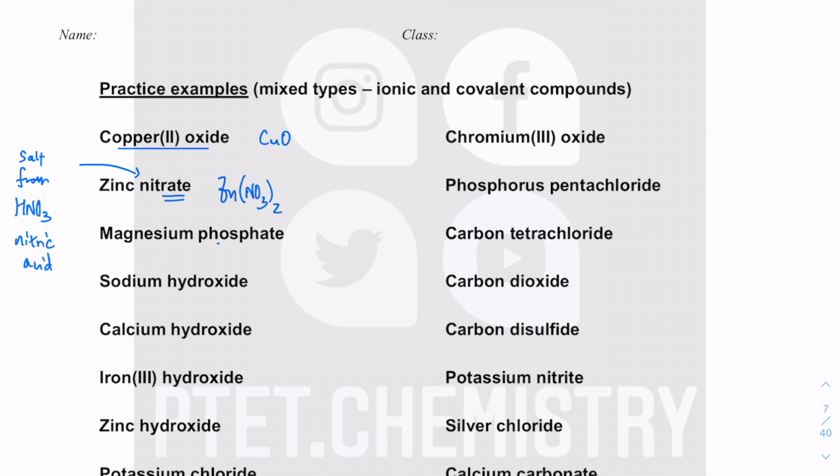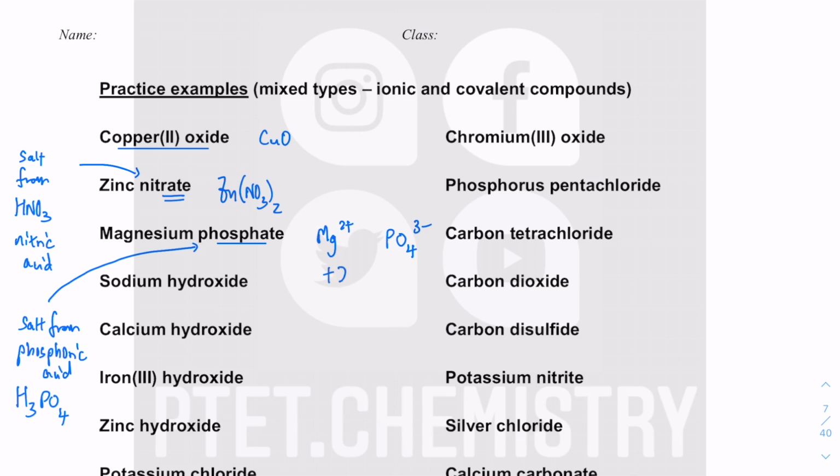Okay, this is a phosphate. Phosphate is a salt from an acid. This acid is called phosphoric acid, and the formula is H3PO4. So the magnesium ion from group 2 has a charge of Mg2+ as an ion, and then you have PO4 3-. This is the phosphate anion. Do not get your anion and the charges wrong and the number of oxygen wrong.